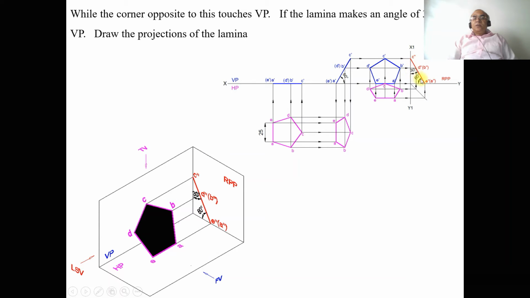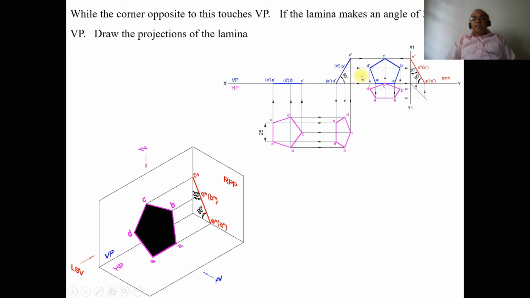And then once this angle is 60, obviously this angle will be, the sum of these two should always be 90 degrees. So 90 minus 60 will automatically give 30 degrees. That will be the inclination with respect to the vertical plane. This and this, they are the same.